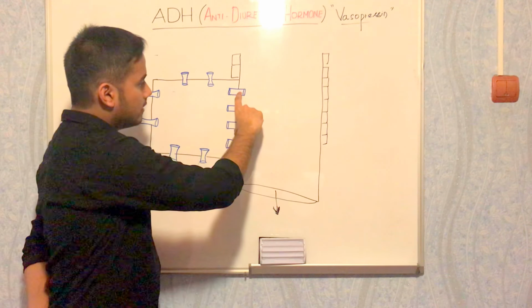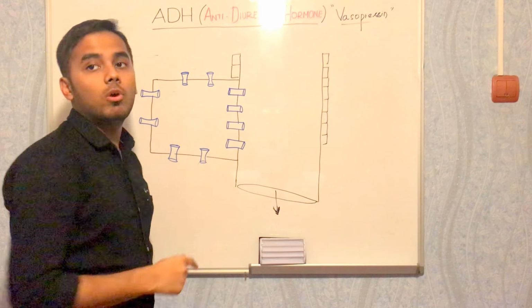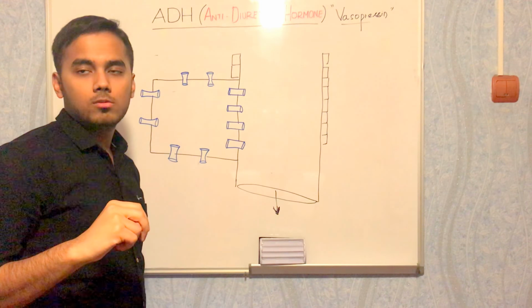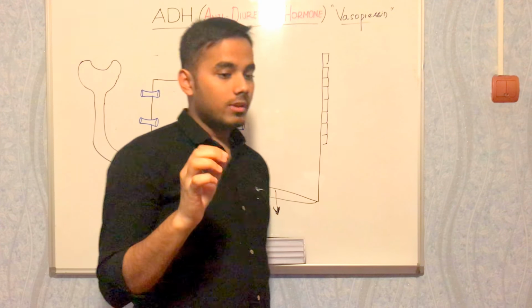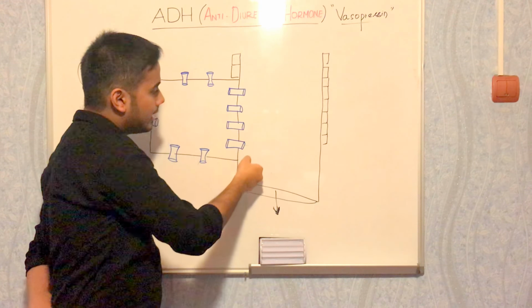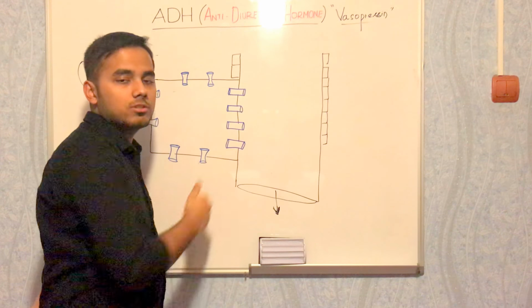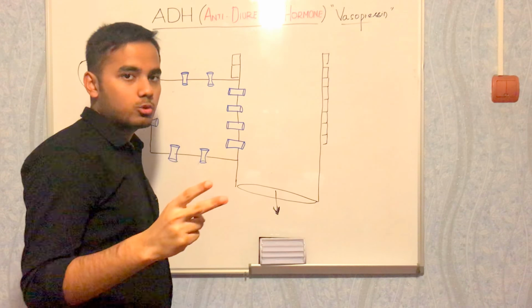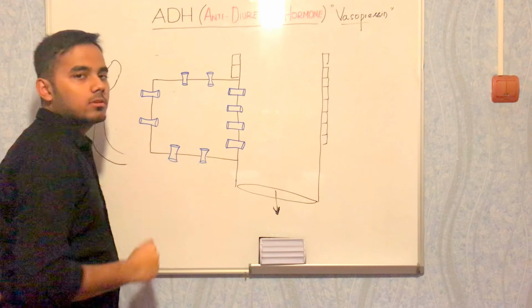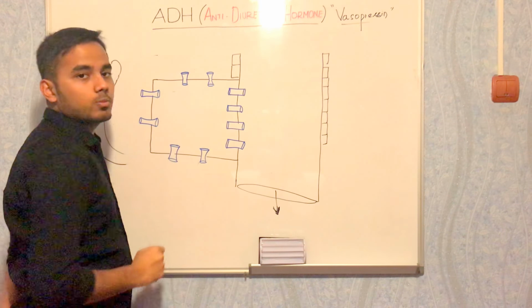So these are the channels which are different from these channels. These channels are named aquaporin 1, and these channels are named aquaporin 2. If I ask you where aquaporin 1 is exactly located, you need to tell that they are located on the luminal side of the principal cell. If I ask you regarding aquaporin 2, you need to tell they are located on the basolateral part of the principal cell, right? So these are aquaporin 1s and these are aquaporin 2.